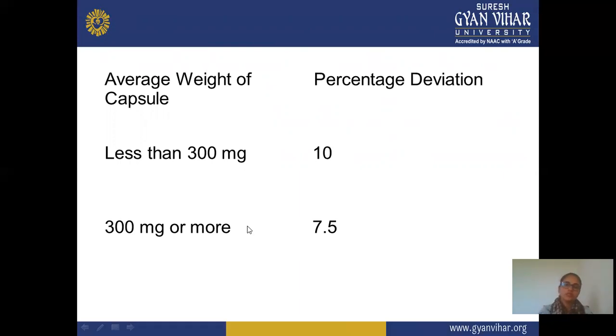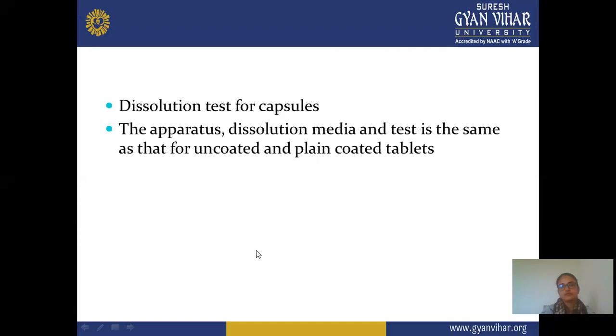You reject your batch. For acceptance criteria, you should have this limited deviation that we consider. And according to this deviation, there's a limitation according to dose. Less than 300 mg is only 10%, and 300 mg or more is 7.5% deviation we consider.